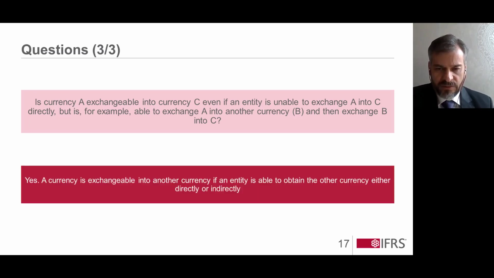A very good question. The board did consider these situations, and the proposed application guidance discusses this. In the example you just described, the company is able to exchange currency A for currency C, even though it might only be able to do so indirectly. So, in this example, subject to meeting the other requirements relating to the assessment of exchangeability, the company would conclude that currency A is exchangeable into currency C.